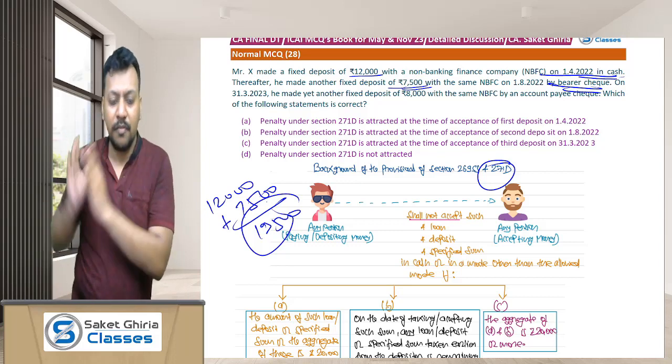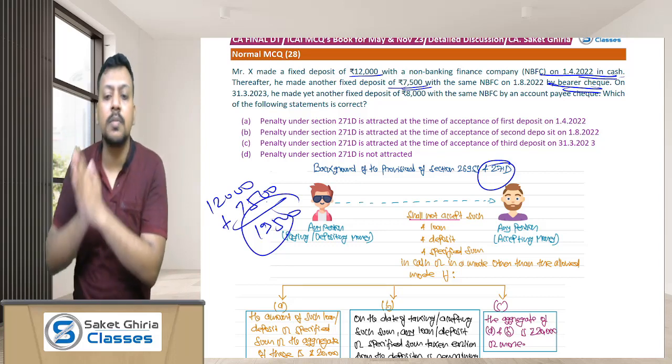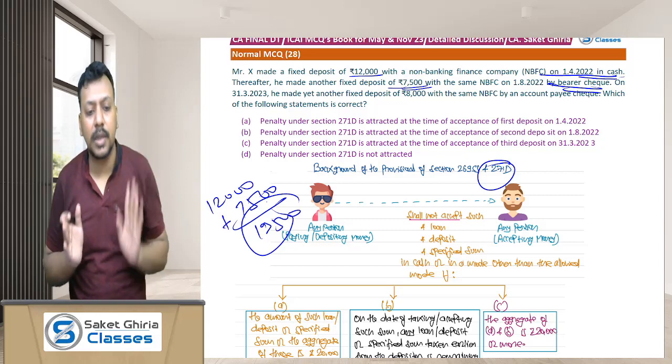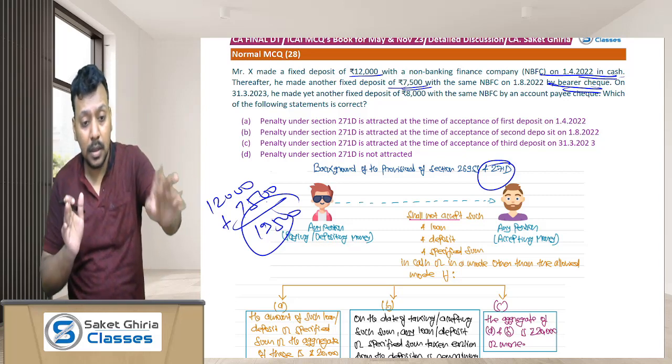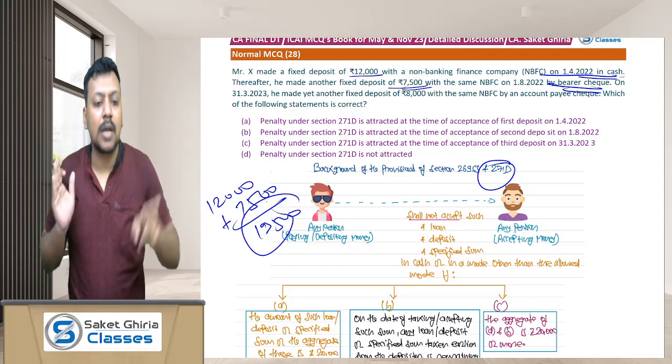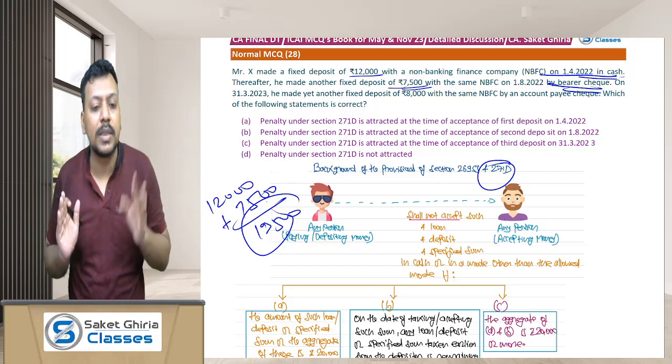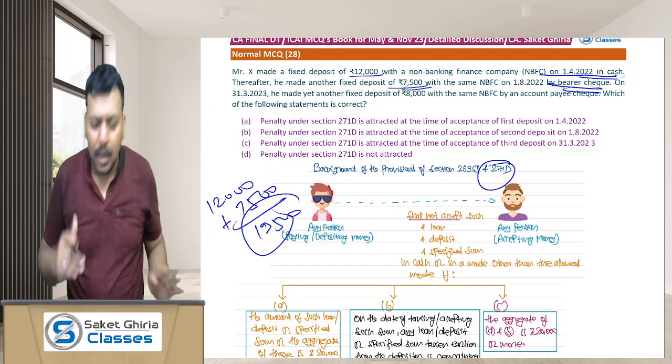So you feel a bit relaxed and accept rupees 7,500 from Mr. X. But you say, Mr. X, remember, the limit is about to be crossed. Don't come with cash or bearer cheque. Okay.